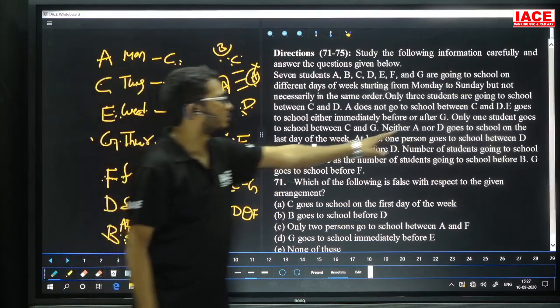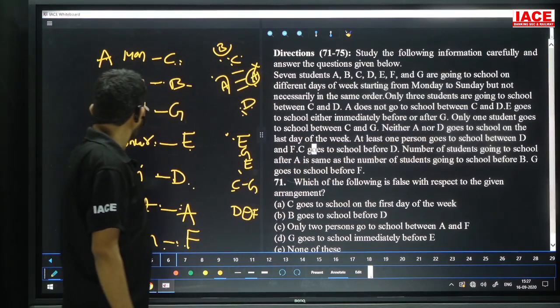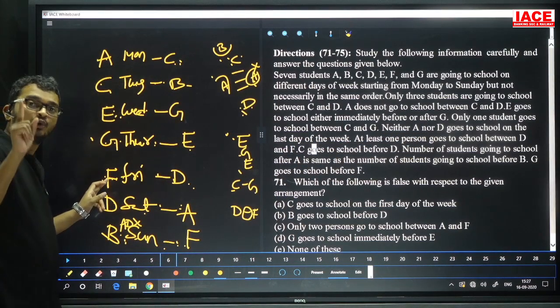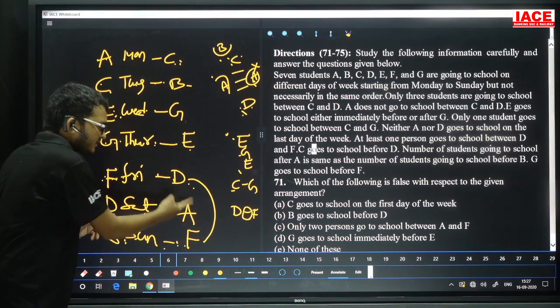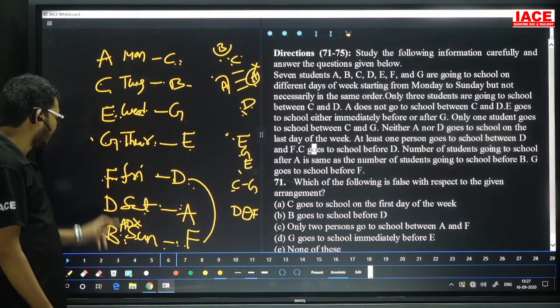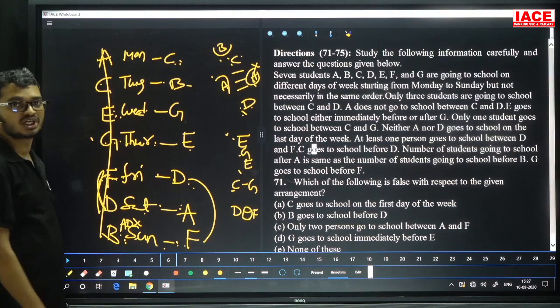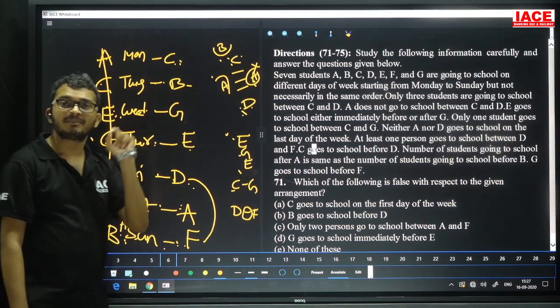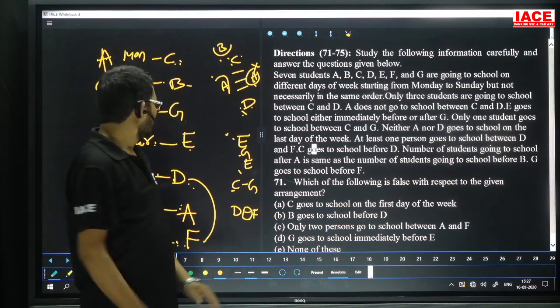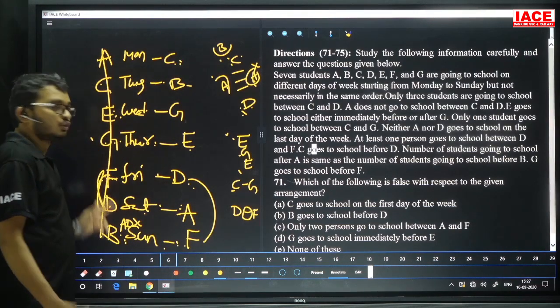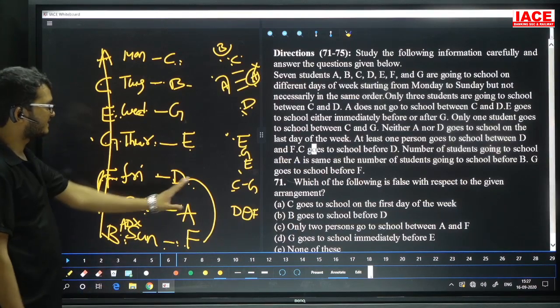At least one person goes to school between D and F. Here we are having at least 1%. In this case, between D and F, we are having a minimum of 1%. But here, between D and F, there is no person. That means for this possibility, no chance. Why? Because between D and F, compulsorily we are having a minimum of 1%. So with no person between D and F, this possibility has no chance. This is the correct one.